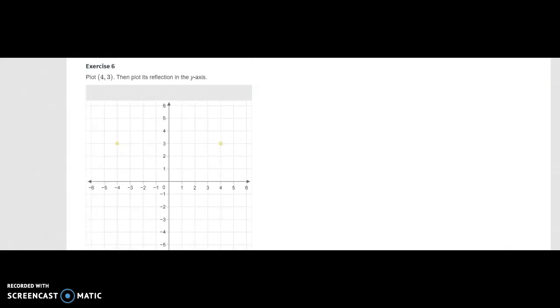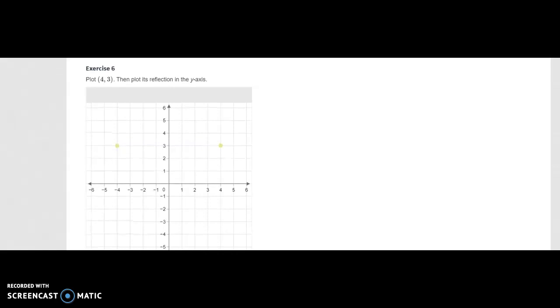Okay, let's take a look at this. Plot (4, 3), so we know it's going to be in the positive. Then plot its reflection on the y-axis. Okay, so we have (4, 3), and what would be its reflection if we picked this up and folded this paper in half? Where would those dots be? Well, they would be the exact same spot. It would be (-4, 3).